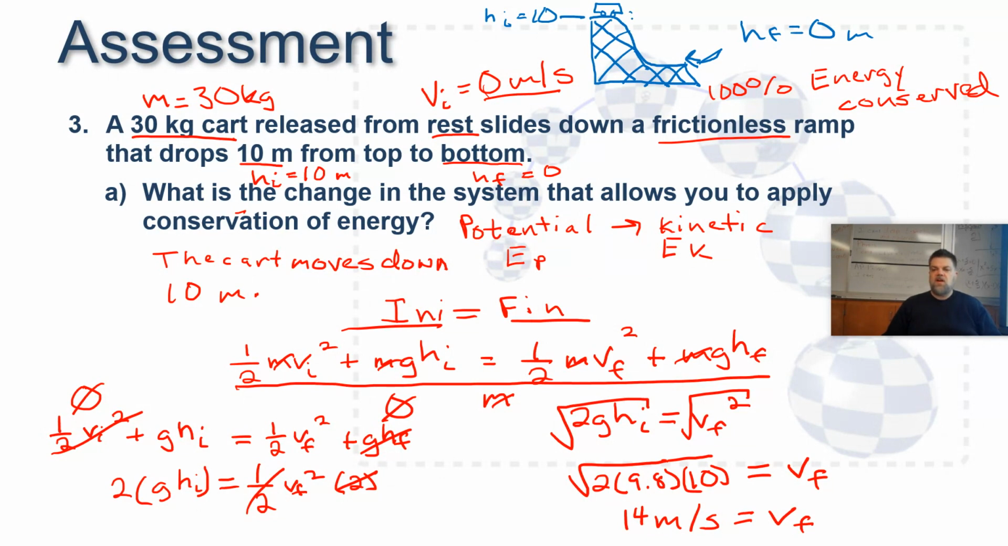And so as my car comes down here, by the way, before it's released, the initial velocity is 0 meters per second. And then what we were trying to figure out was, what is the final velocity when it gets down to the bottom of that hill? Well, we did the math, and it was 14 meters per second.